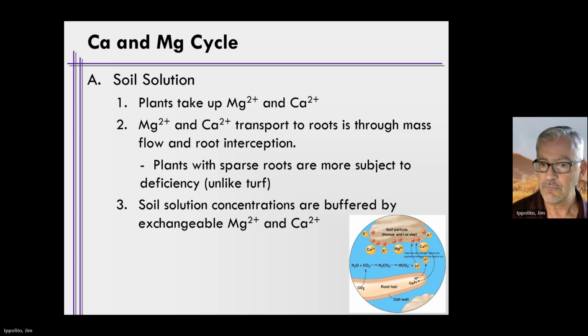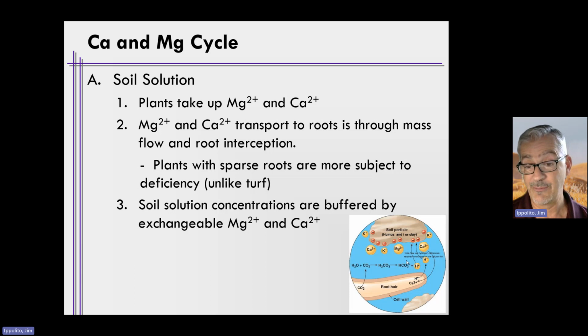The soil solution concentrations of both calcium and magnesium are buffered by calcium and magnesium on the exchange sites. So for example, in this picture in the bottom right-hand corner, when a plant takes up calcium, and it might be via root interception or it might be via mass flow, that calcium is likely coming from the exchange sites. And so if calcium moves into the soil solution and is taken up by the plant, to buffer the amount of calcium in the soil solution, other calcium ions will come off the exchange sites.